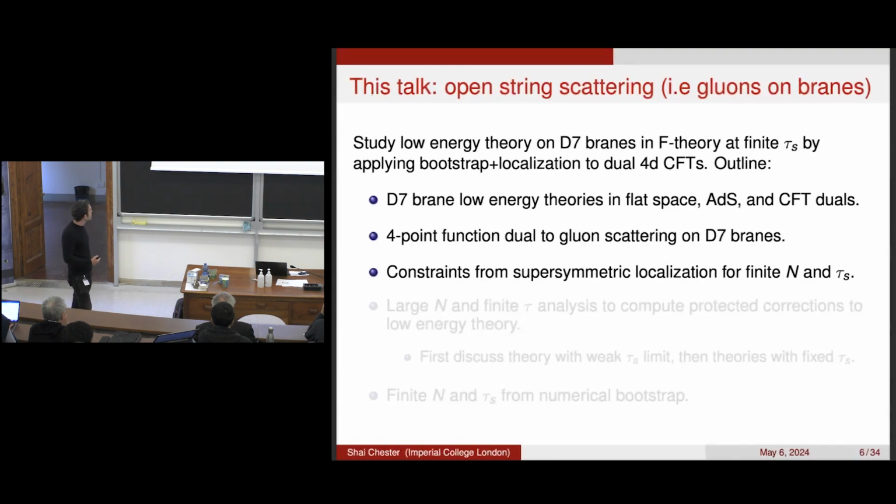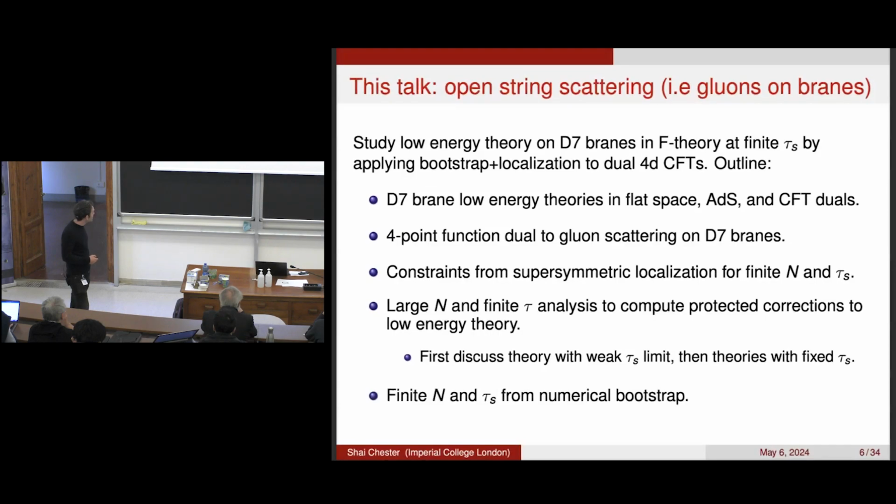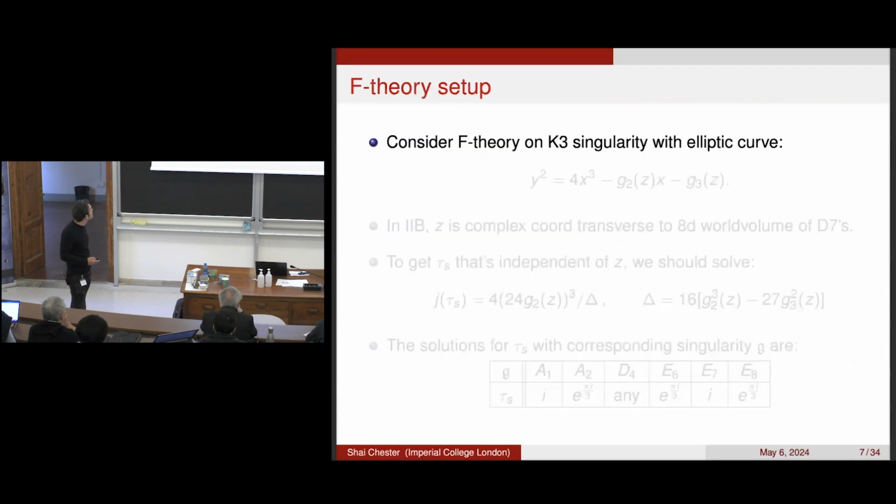Then we're going to get to new material, which is how to use supersymmetric localization to constrain this quantity for finite n and finite string coupling. We're going to apply these constraints first at large n and finite coupling to compute some protected corrections to the low energy theory. And in some cases, there'll be a weak string coupling limit. In other cases, the string coupling will be fixed. And then finally, we're going to discuss how to study this holographic correlator at both finite n and finite string coupling using numerical bootstrap. Okay, so let's start with the description of the F-theory setup.